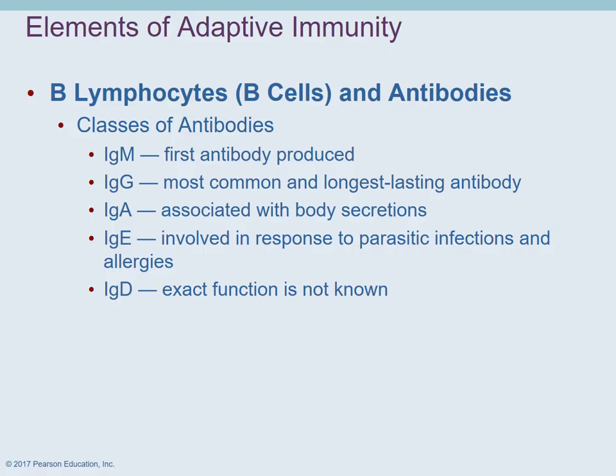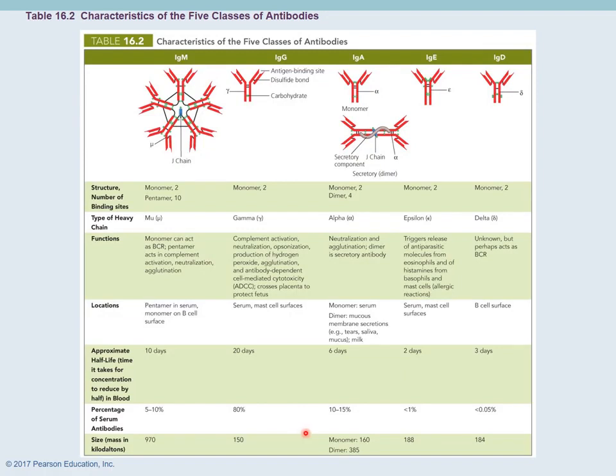IgA is associated more with body secretions. IgE is seen more with allergic reactions and parasitic infections. IgD, we do not know the exact function of them. We do know that they are there, but that's an area of research, so maybe you can come back years later and let us know what they are.